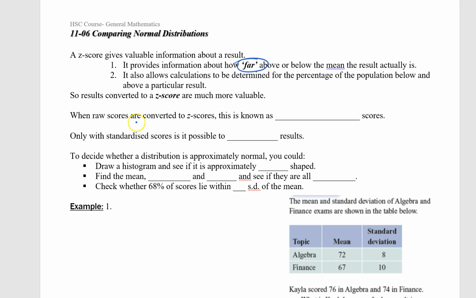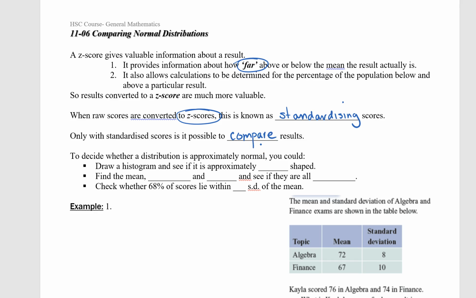When a raw score is converted to a Z-score, it is known as standardizing. So you may see it referred to as that in a question, or it might just be included in an explanation about what has happened. The results have been standardized. That means they've been converted to Z-scores. And it's only when you have standardized scores that it is possible to compare.